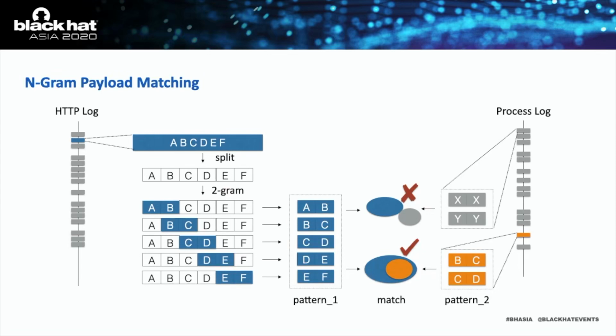Then, we do the same to generate feature patterns from system log. Finally, we compare two patterns. If they are highly similar, we consider this HTTP request to be a suspicious attack payload.